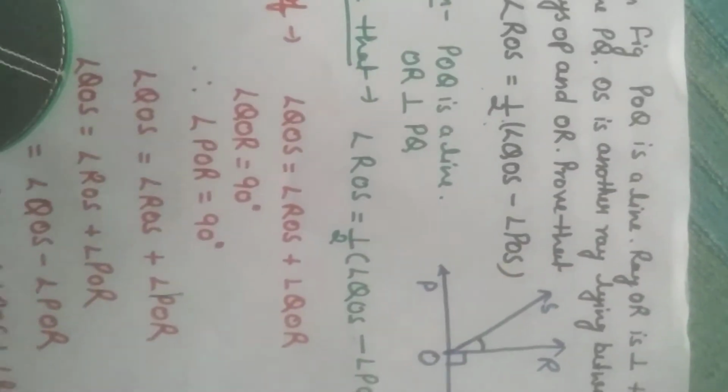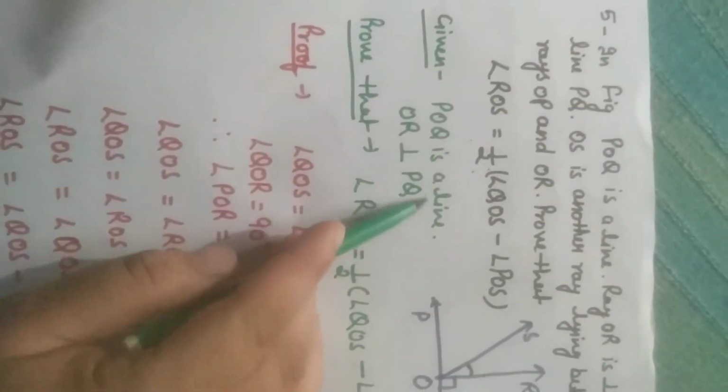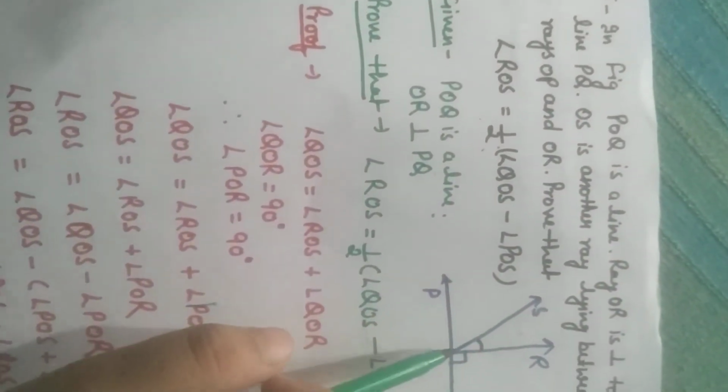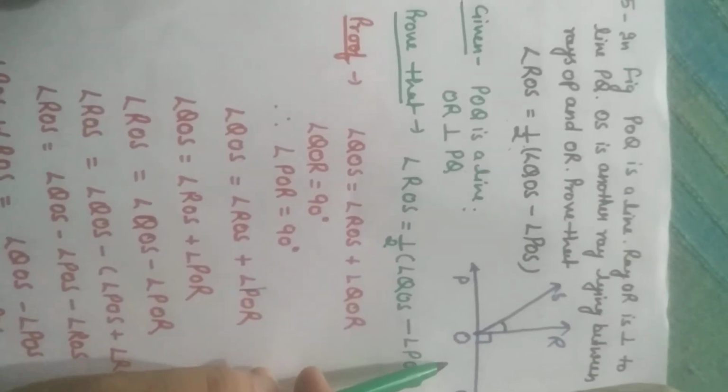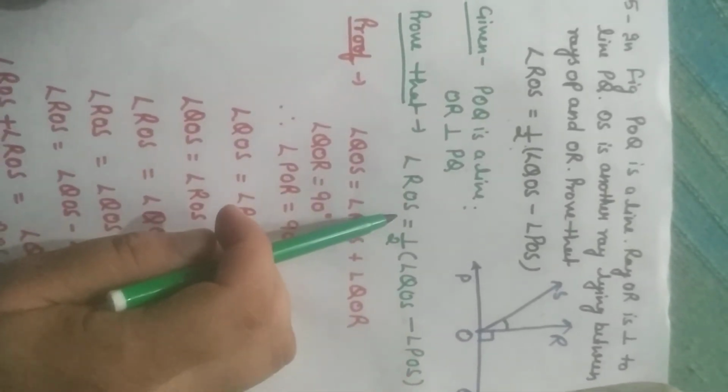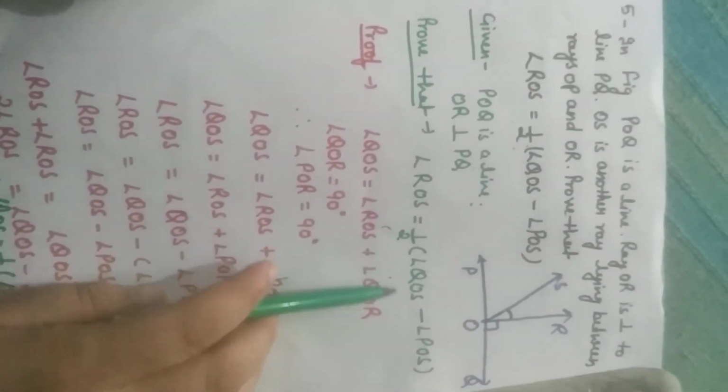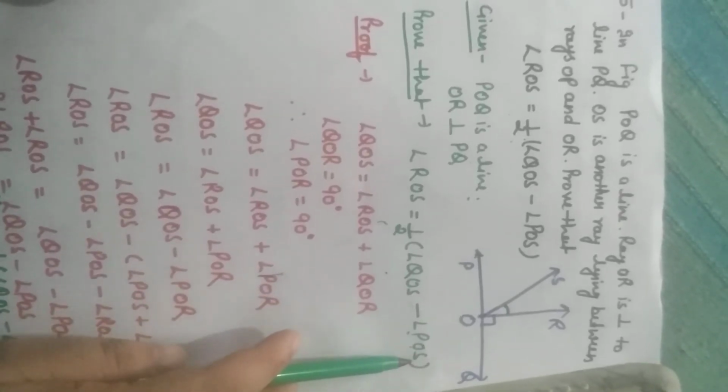So how will I do it? First, we will follow the same procedure as I have told you. First I will write given that, prove that, like this. Given that, POQ is a line and ray OR is perpendicular to PQ. It is given in the question. We have to prove that angle ROS is equal to half of angle QOS minus angle POS.